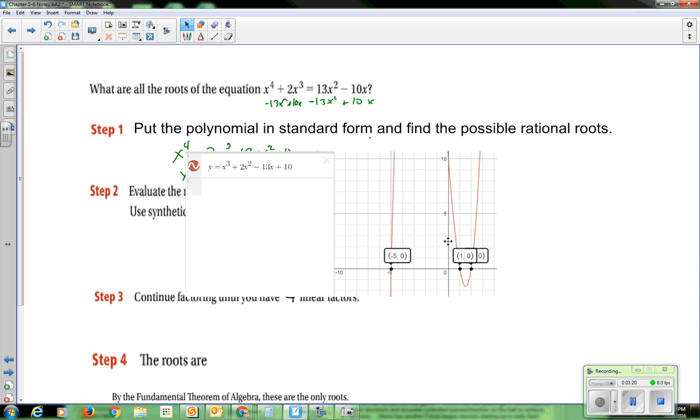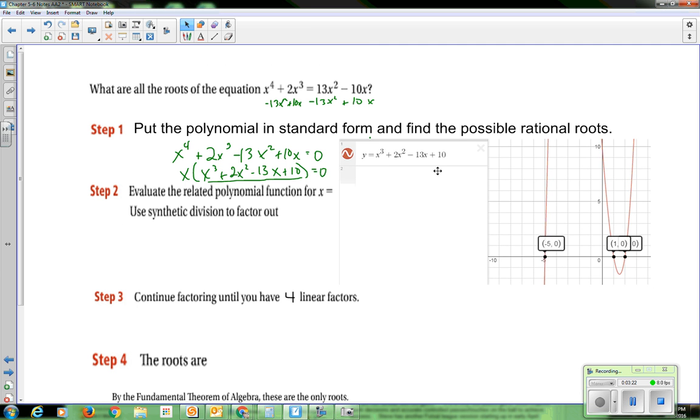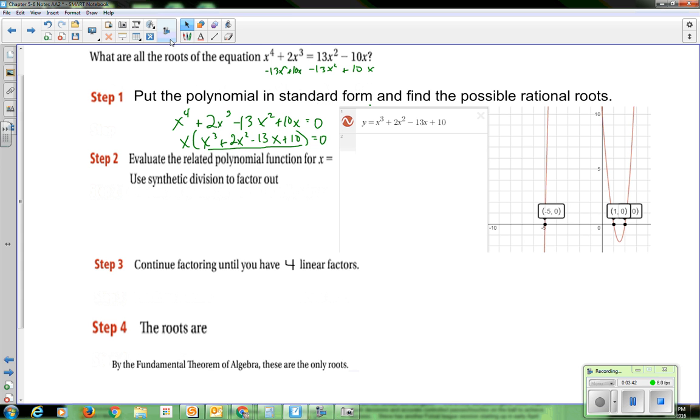Alrighty, so when I graph these on Desmos, I see that my roots are -5, 1, and this guy over here is 2. So I don't even have to use synthetic division to factor it out. I have 4 linear factors. I have 0, -5, 1, and 2. So then I can go ahead and write my roots.